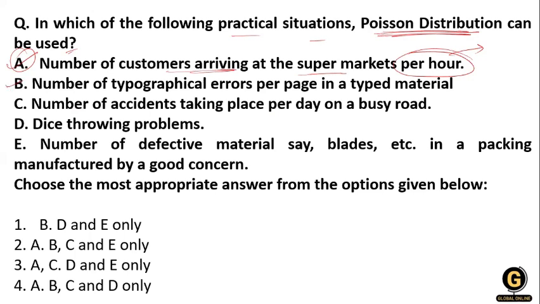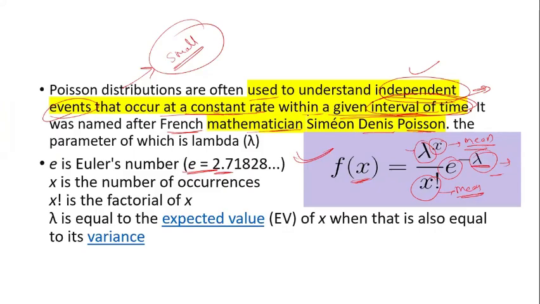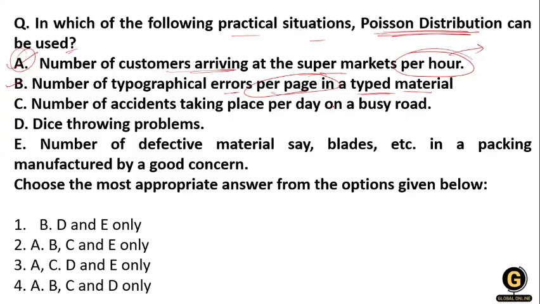Then statement number 2, the number of typographical errors per page in typed matter. Per page denotes a specific, given time interval. You have to consider the typographical errors within the interval, that is per page. How many errors happen per page? So it is also a Poisson distribution. Clear? There is a very small chance that an error will occur.